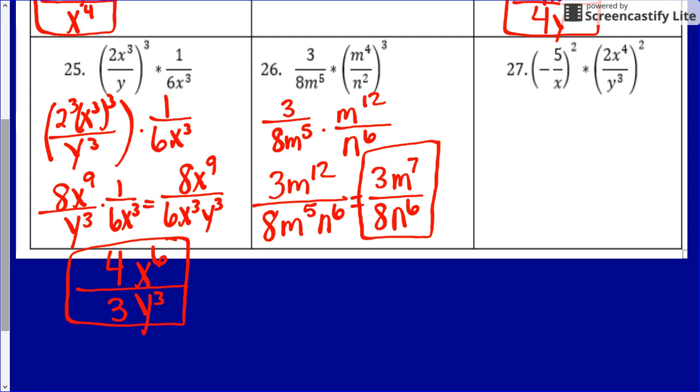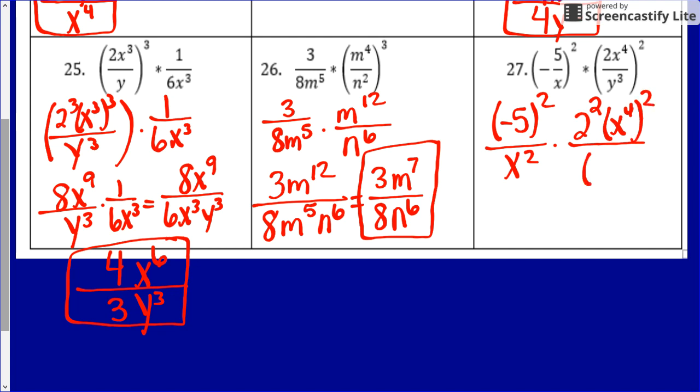All right. If you're back with me, we've got negative 5 squared over x squared. On the other side, we got 2 squared. And then we got x to the 4th squared, all over y cubed squared. So negative 5 times negative 5 is 25 over x squared. On the top, I've got 2 squared, which is 4. X to the 4 raised to the 2 is 4 times 2, which is 8. On the bottom, I've got y to the 3rd raised to the 2nd power. Y to the 3 times 2 is 6.